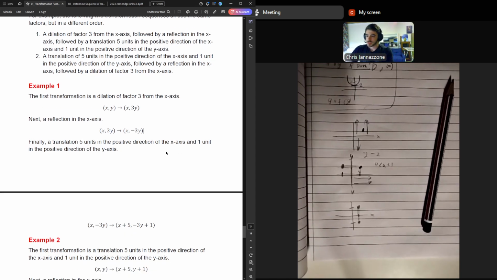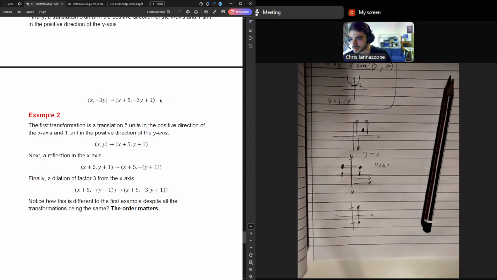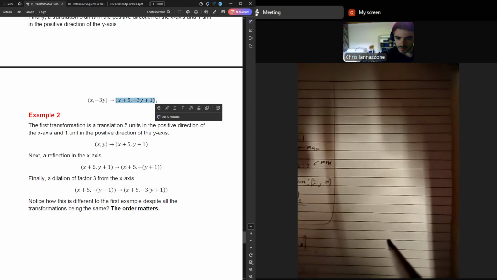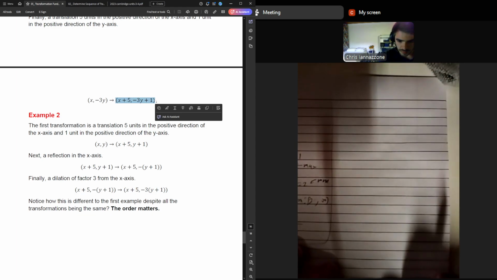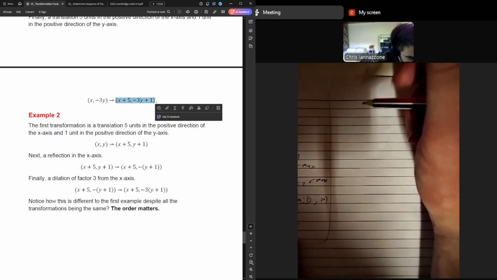Finally, we have translations. So we have 5 in the positive x, 1 in the positive y. You're going to figure out where you left off from, and then add those at the end. X is now going to become x plus 5, and negative 3y is going to become negative 3y plus 1. So that's the result for the previous thing. If you needed to, you could then sub that into a function. In fact, might as well do that now. Why not? We can do that by hand. That would have been step 3, right? Just repeatedly do that over and over again.